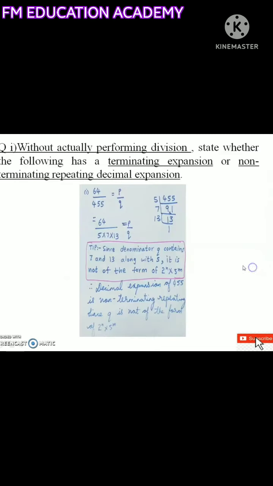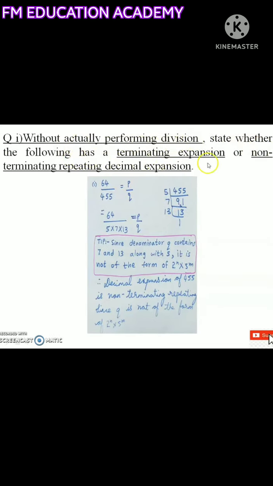Now let us see problems based on this. The question is, without actually performing division, state whether the following has a terminating expansion or non-terminating repeating decimal expansion. The question is 64 by 455. Again see the denominator here. What is the denominator? 455. This is 5, this is 4 in one's place. So we cannot divide this.